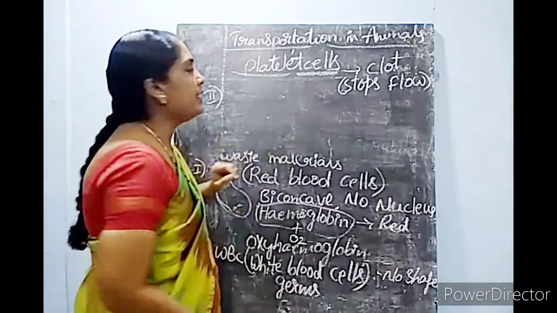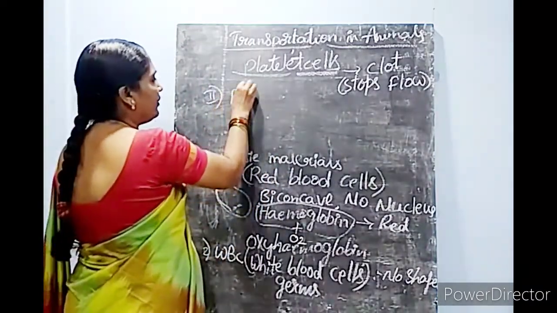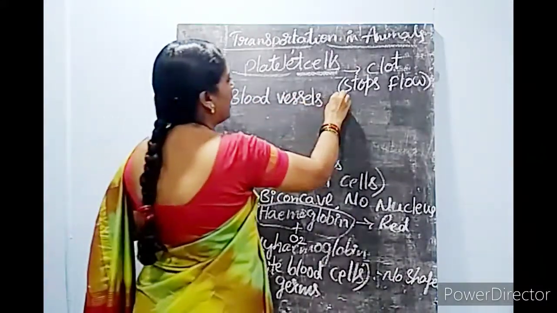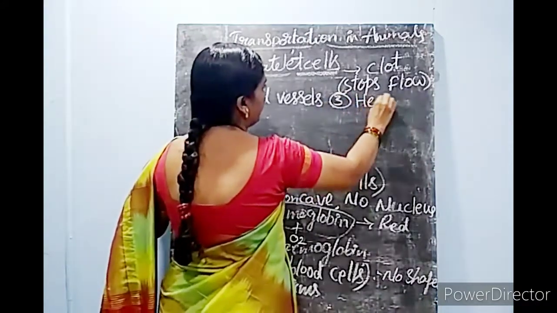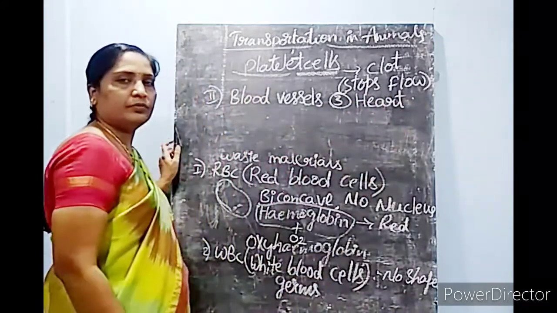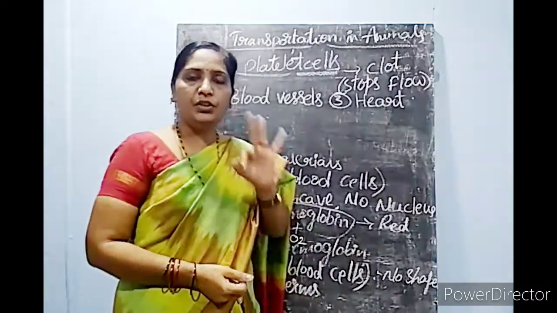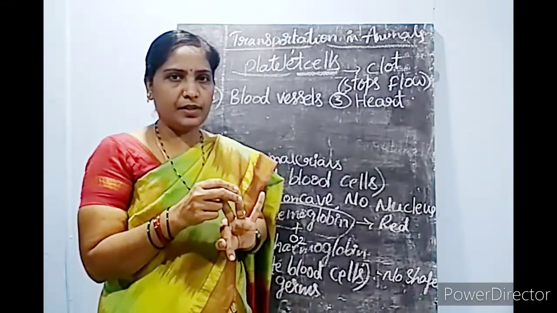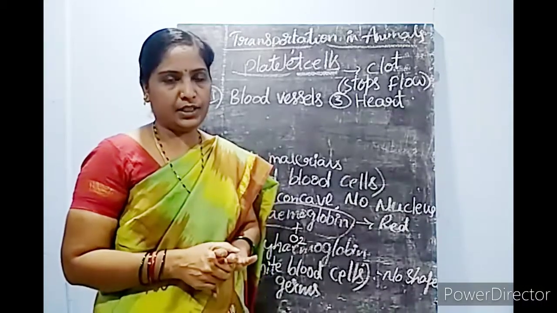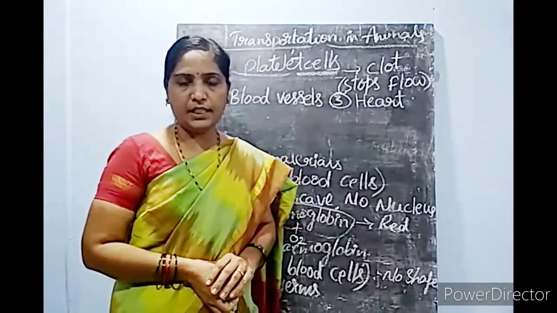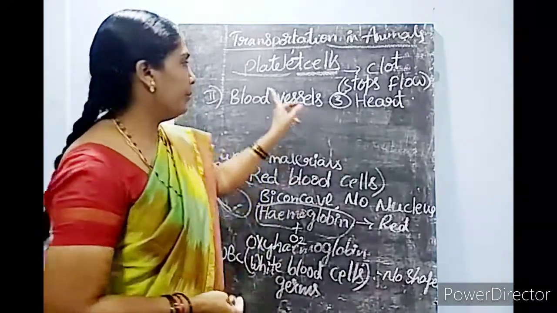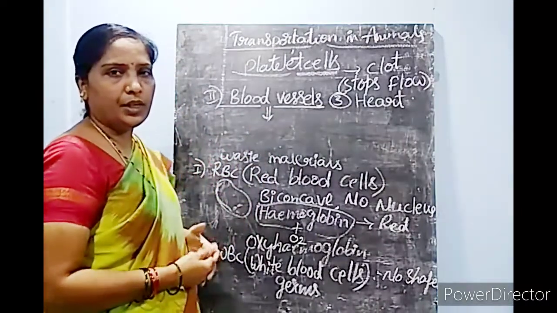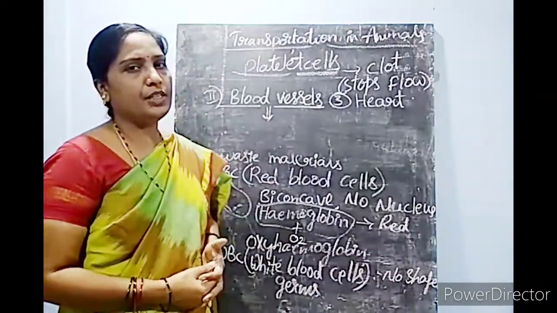And the other parts present in the circulatory system are blood vessels and heart. So in the circulatory system, three important parts are there. One is blood, the second one is blood vessels, and the third one is heart. About blood we discussed, and now we will discuss blood vessels. What are the important blood vessels present in our body and what are their functions, we'll see now.